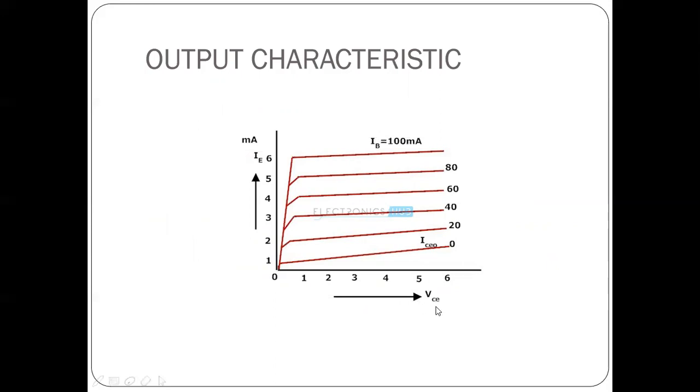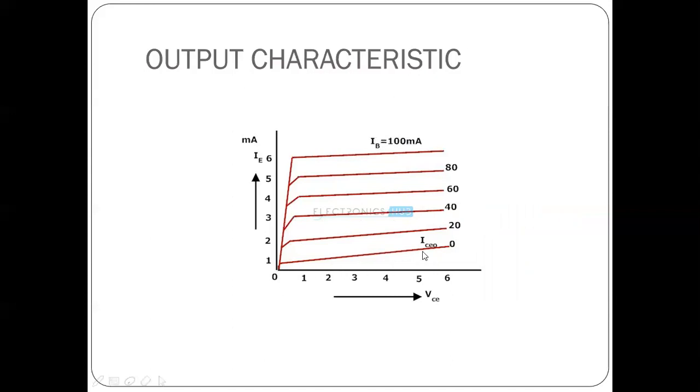Now, this is the output characteristic curve for a common collector configuration. This curve is VCE, that is the collector to emitter voltage, versus IE. And we can see that as the base current IB increases, the emitter current IE also increases. So IE depends on the base current. And we know an equation from this, in my previous video, you can find those equations.